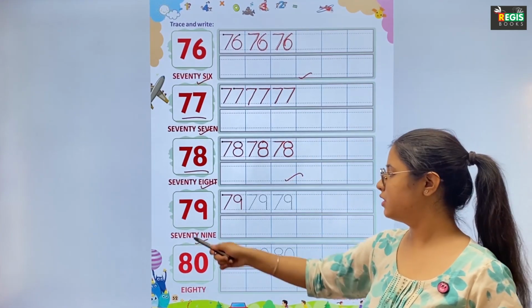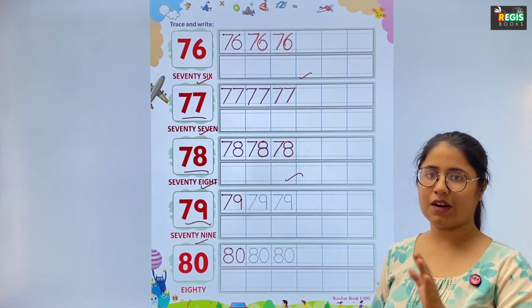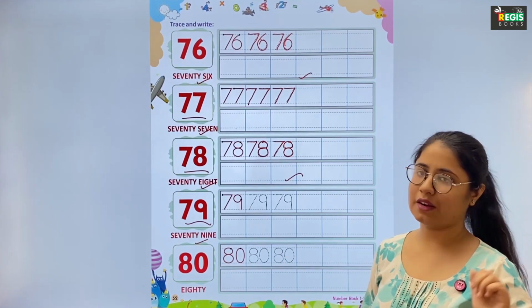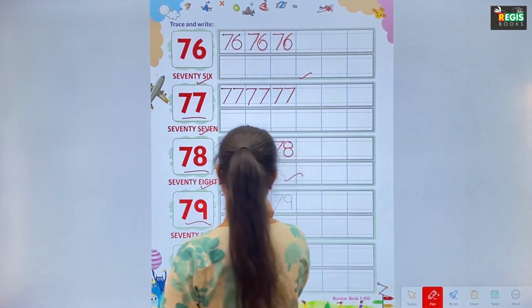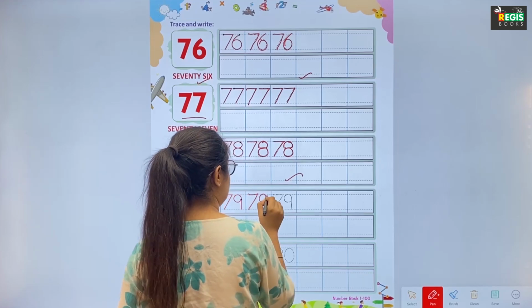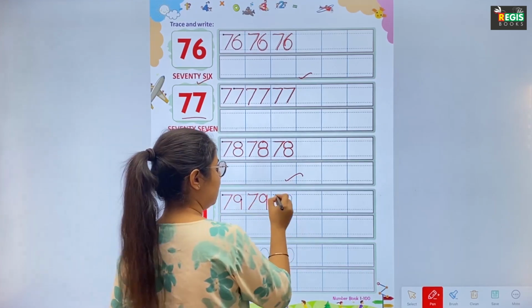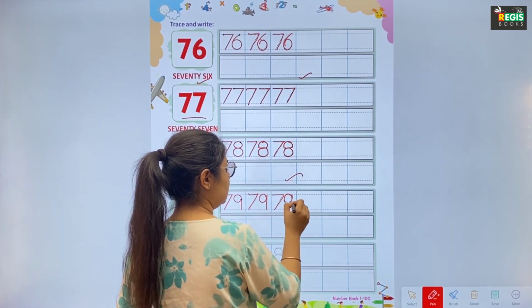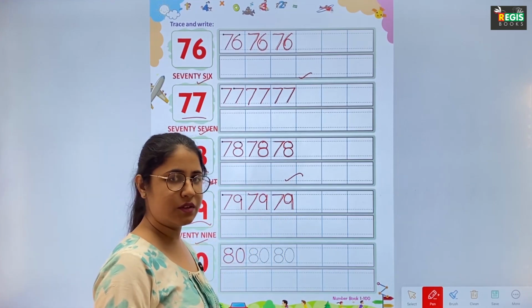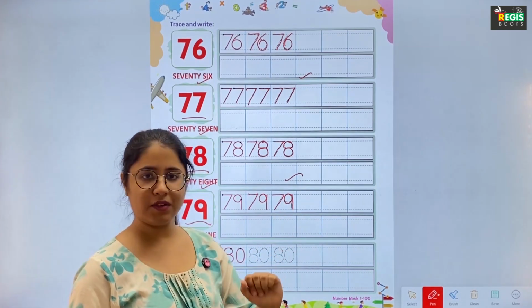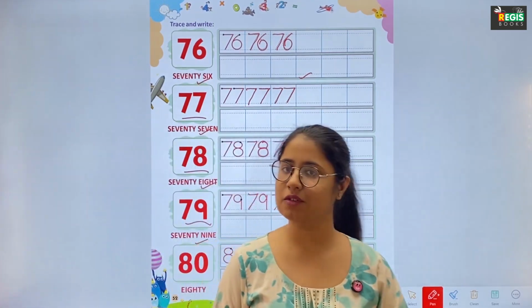79. We write the number 79 by writing 7 and 9 together. So let's practice with me. 79. So kids, now you will write the number 79 in the rest of the boxes to practice it.